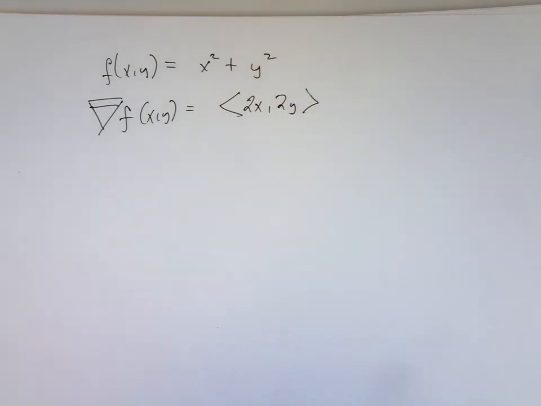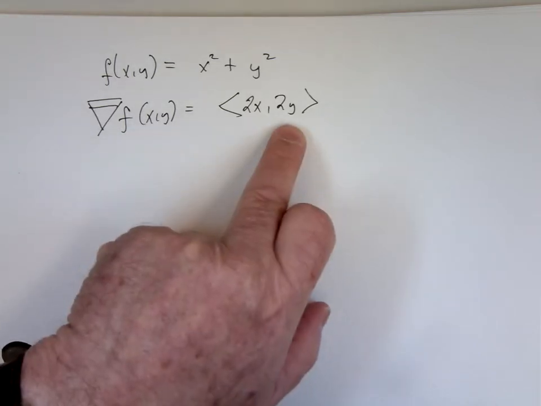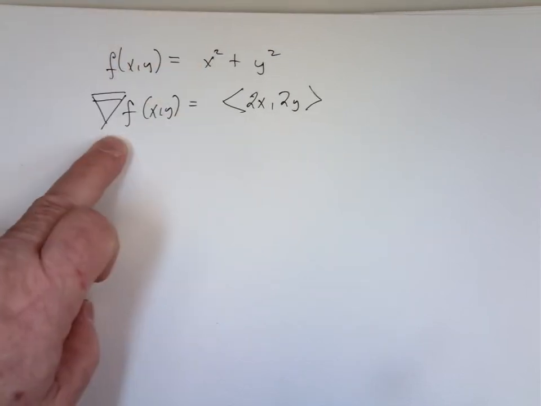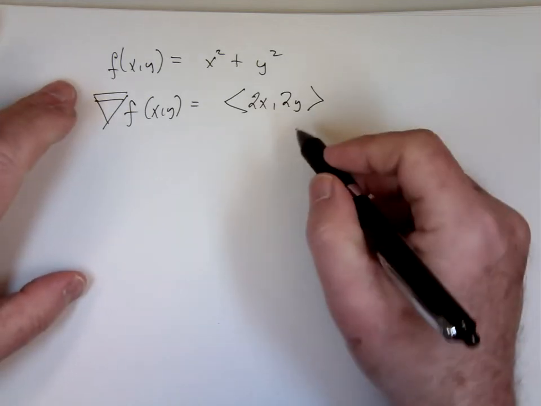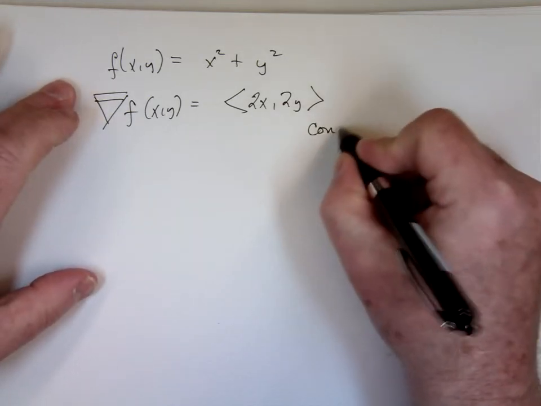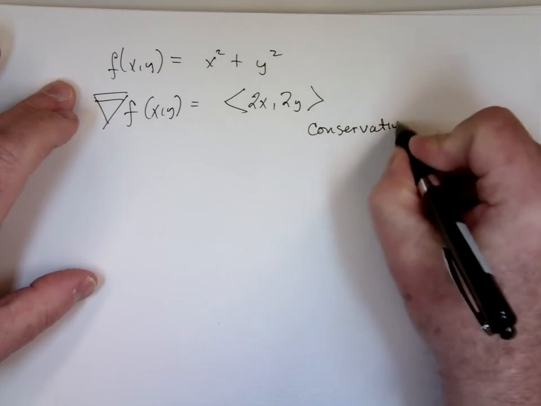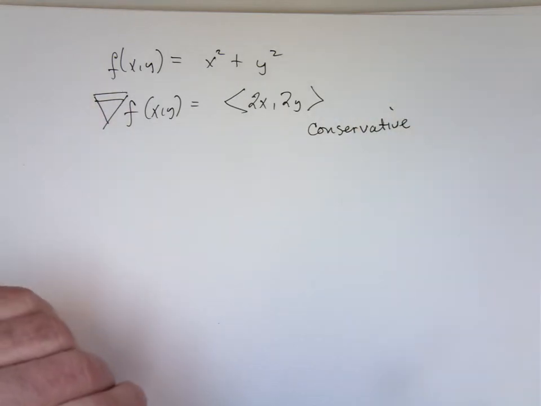Now, because this vector field was generated by being a gradient of a function, it's a special vector field. This vector field is said to be conservative. It's conservative because there's some function that has it as its gradient. Now, is that going to be true for all vector fields? The answer is no. Not all vector fields are gradients. The conservative ones are.